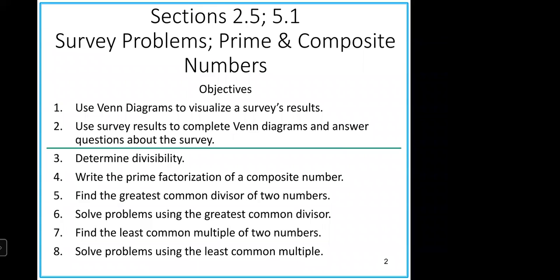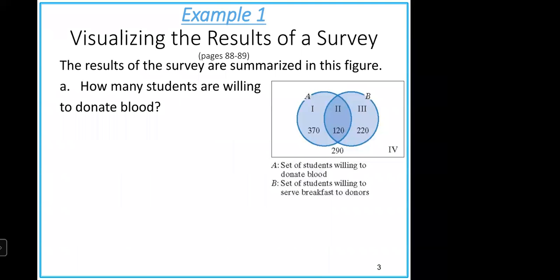Now, we started to do some work with Venn diagrams last class, and that was part of your homework. And I gathered that you were okay with the questions that were asked. So for this section, which begins on page 88, if you have the text, we are looking at what they refer to as survey questions. And those type of questions, the Venn diagram is useful for solving and representing survey type questions.